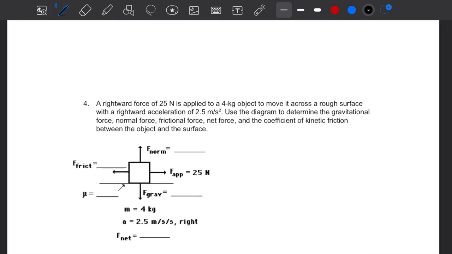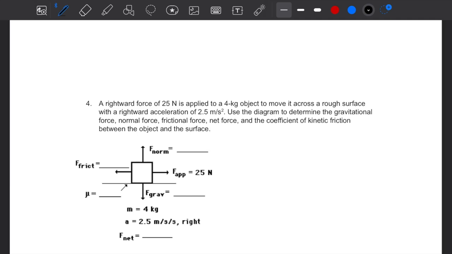Looking down to number 4, a rightward force of 25 newtons is applied to a 4 kilogram object. So we're going to put that 4 in real quick. 40 newtons for the gravity, 40 newtons for the force normal. Across a rough surface, 2.5 acceleration, so basically figure out all the stuff. Well, our net force is 10 because we know that's mass times acceleration. And if the force applied is 25, if we subtract the net, we would get what the friction is, 15. Because 25 minus 15 would get us the net of 10. So we can put in the friction as being 15 newtons.